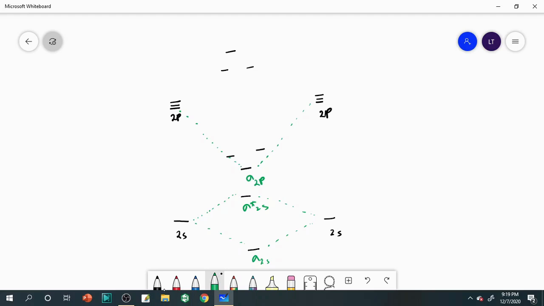I am not mentioning px, py or pz. If you take pz as the molecular axis, it will be pz. If you take px as the molecular axis, this will be px, and the remaining two will be pi orbitals. So this is pi 2p, these two are pi 2p, and here these two are pi star 2p, both are pi star 2p, and this is sigma star 2p.